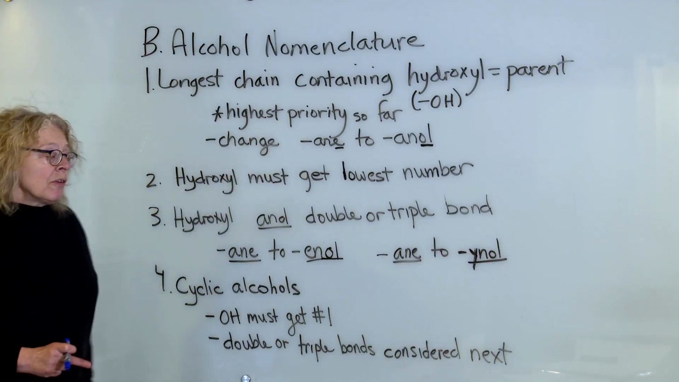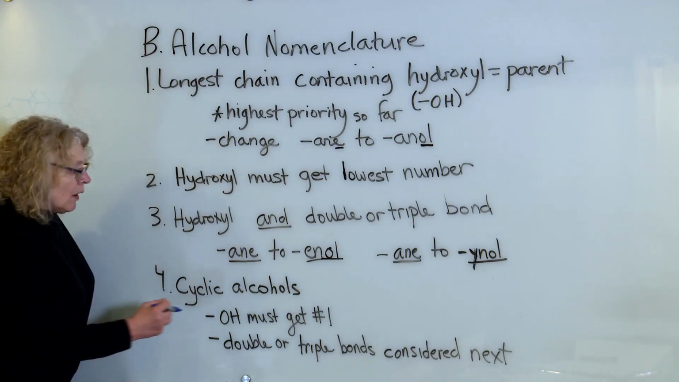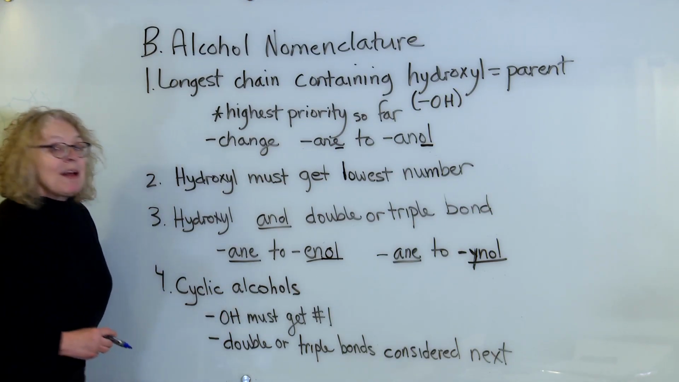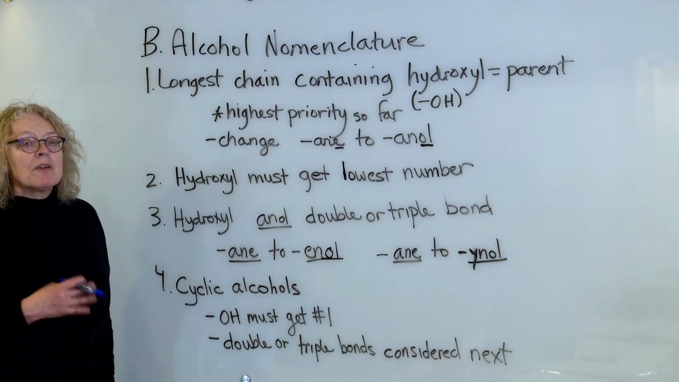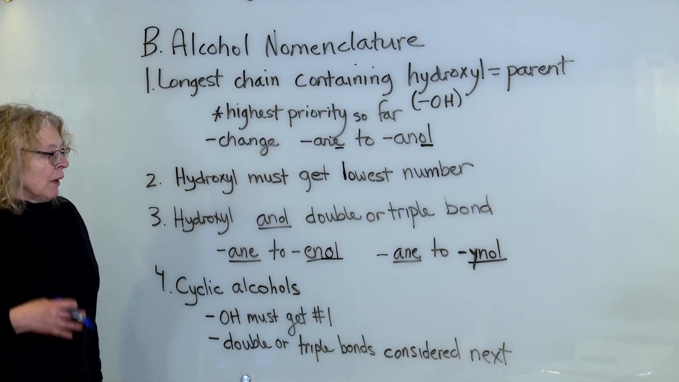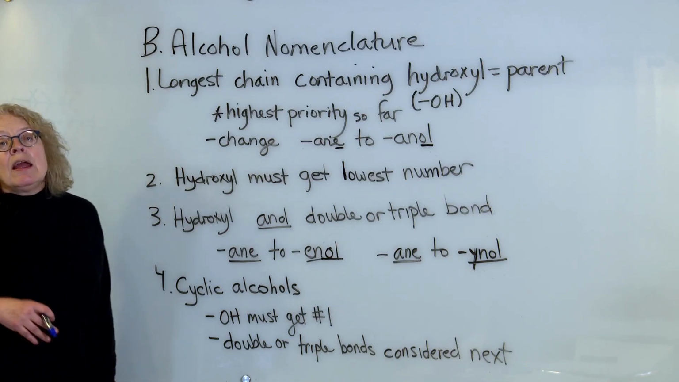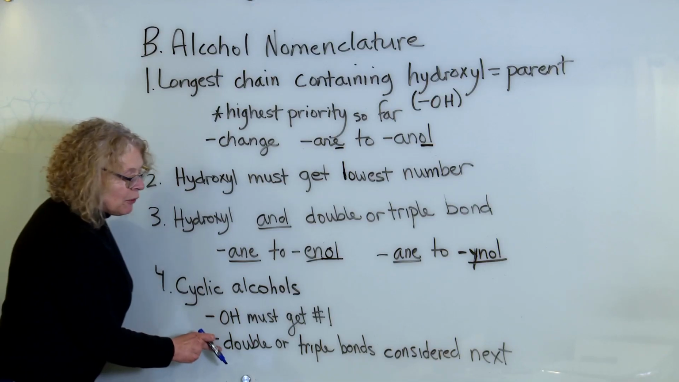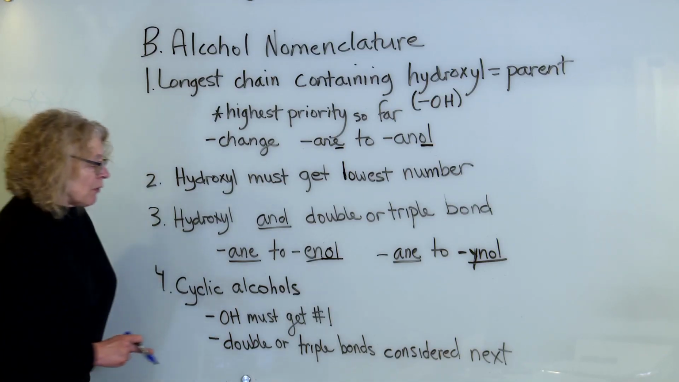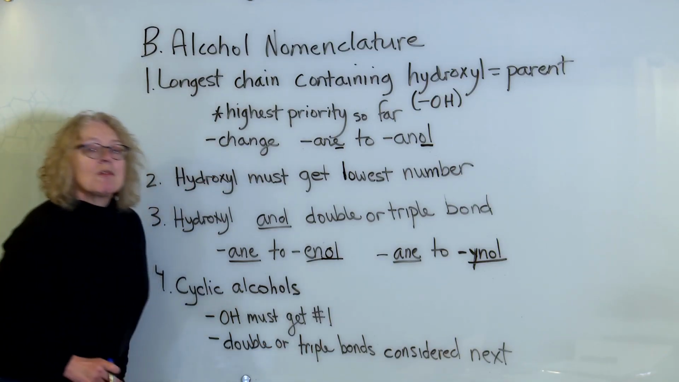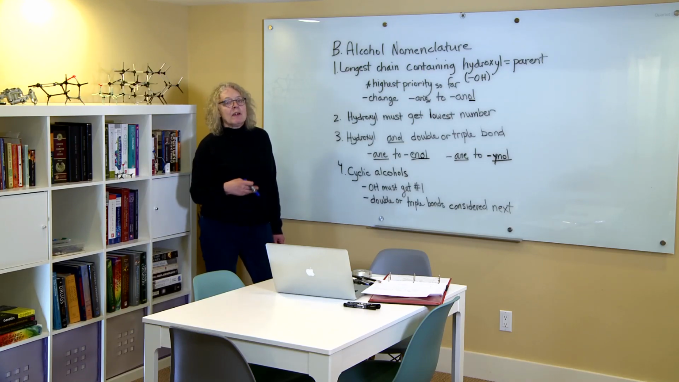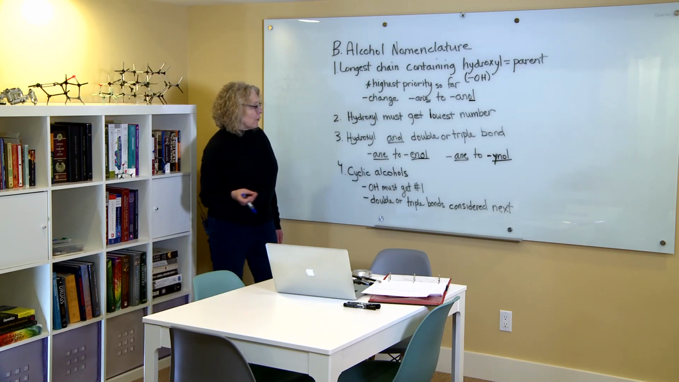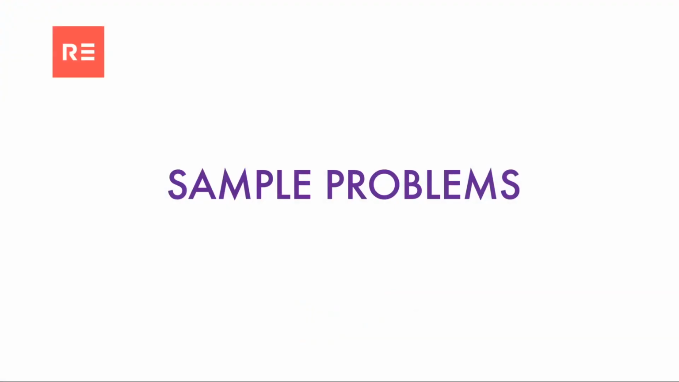Cyclic alcohols are also not too bad to name. The hydroxyl must get position 1 because it is the most important group that we have studied so far. If there's any ambiguity, then you go to the next highest priority groups, which are double or triple bonds. And finally, you can consider alkyl and halo groups if everything else, the numbering schemes are exactly the same otherwise. Pause and try these problems, then we'll solve them together.